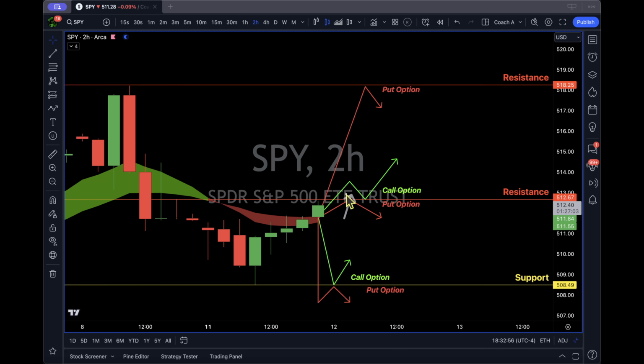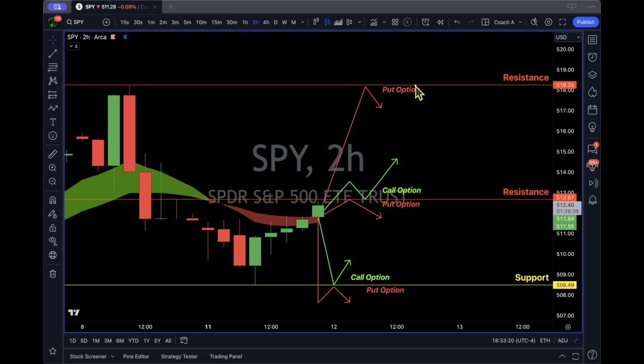Now, you might say, well, it's going up, coach. Yes, it is, but we want to make sure we get confirmation. What's our confirmation? Our confirmation is we're going to get past the resistance line, we're going to come down and test it. So we want to bounce off of that resistance line and continue upward. And then we jump into a call option.